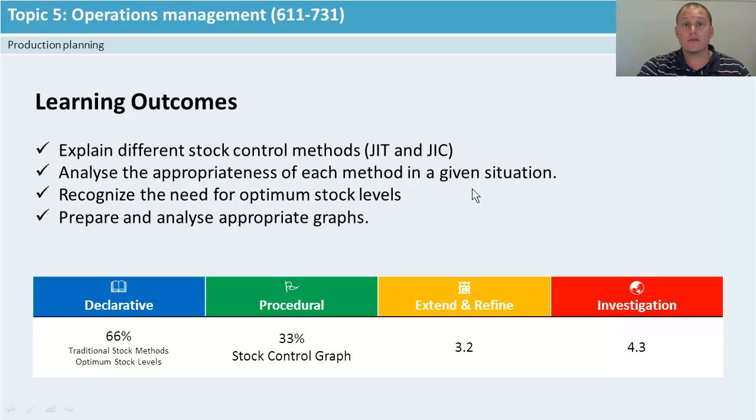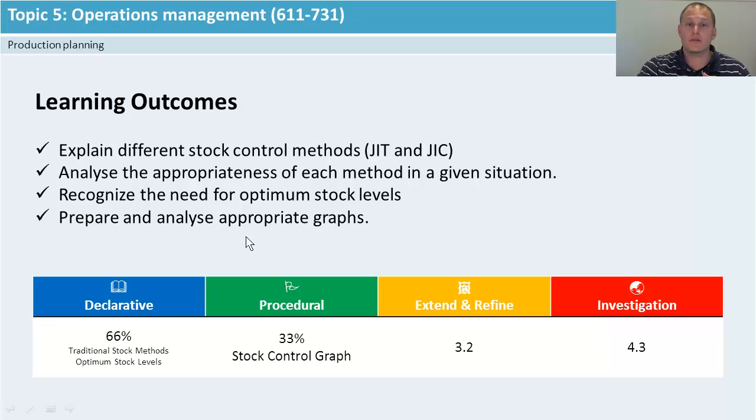Analyze the appropriateness of each method. So as you get into a bit more detail, which is it better to have, just in case or just in time, given the production that you're doing? Also, recognize, this isn't in the direct IB command terms, but I probably put it down to identify why do you need to have optimum stock levels. So why don't you want too much, but you don't want to have too little?